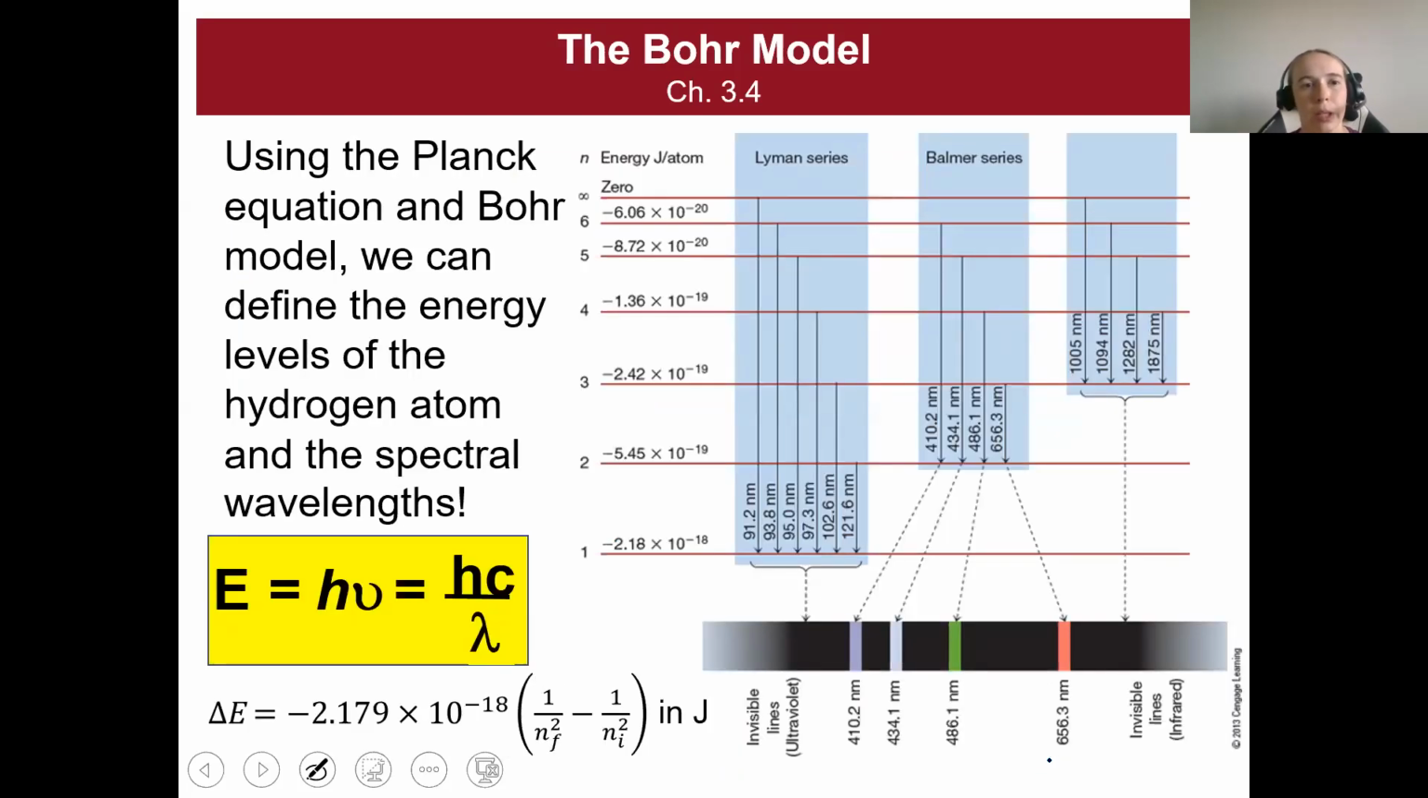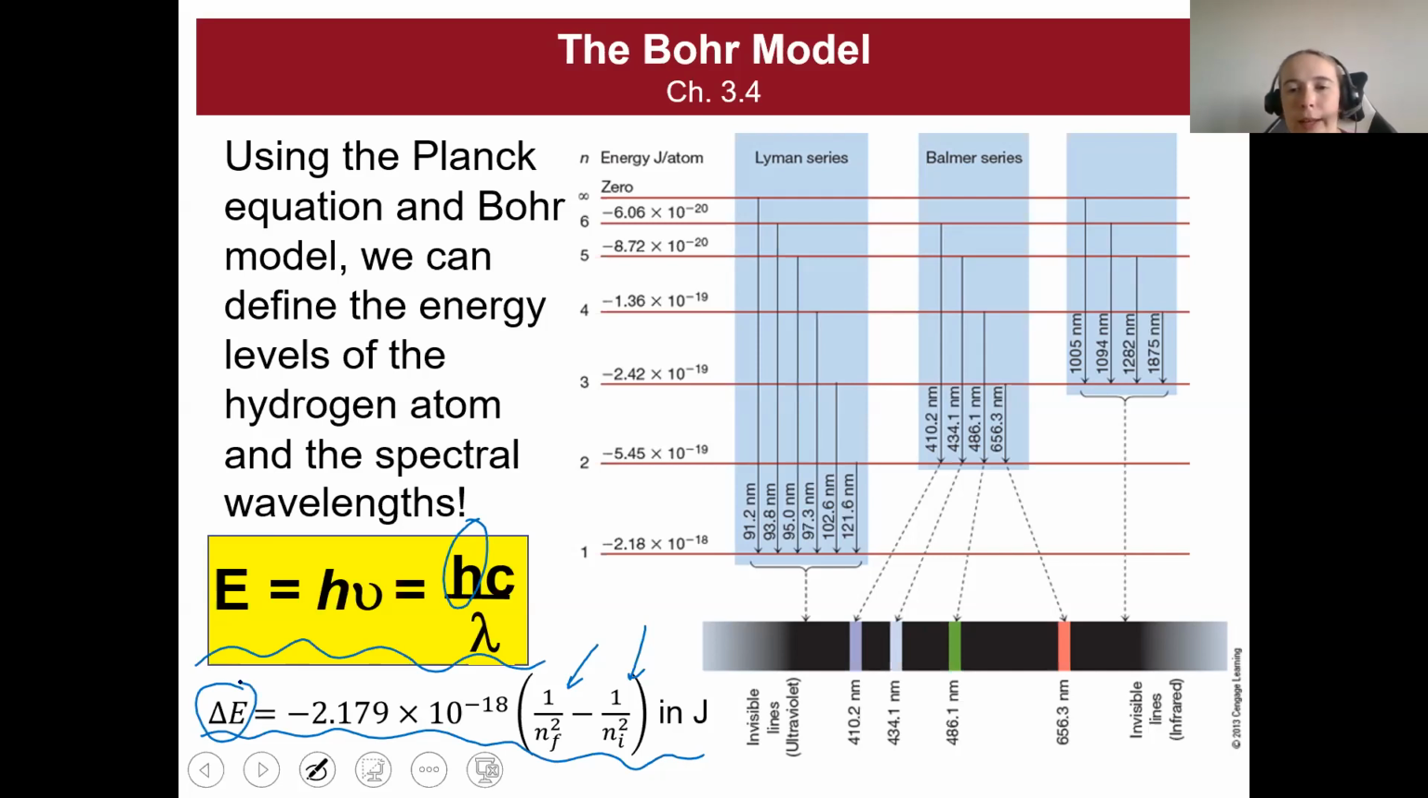So using the Planck equation and the Bohr model, we can define the energy levels of the hydrogen atom and the spectral wavelengths we see in its emission spectra. So this is our Planck equation with Planck's constant, h. And this is a more expanded version of Bohr's model, where we're going from a final energy level to an initial energy level in energy to see what that energy change is.